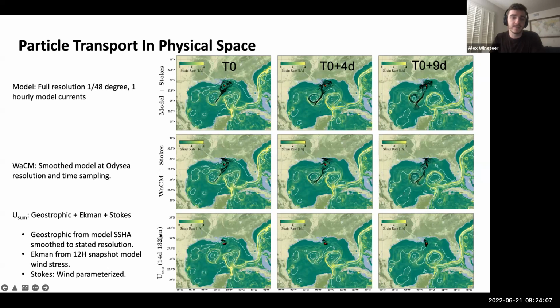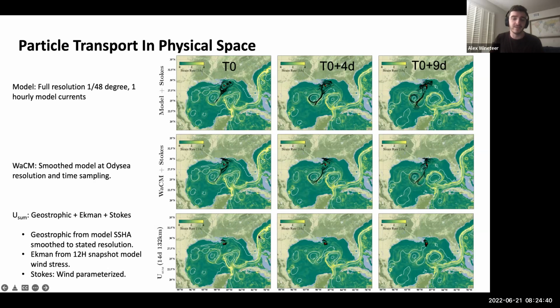So I've smoothed SSHA at 14 days and 132 kilometers, and then computed geostrophic currents from that, added on Ekman currents, and then added on Stokes drift. We get these results. So you can see in this case, the particles really don't make it very far. They pretty much sit in this region near the coast, right near the Deepwater Horizon platform, and never really make it out into the Gulf, at least not for these 9 days.